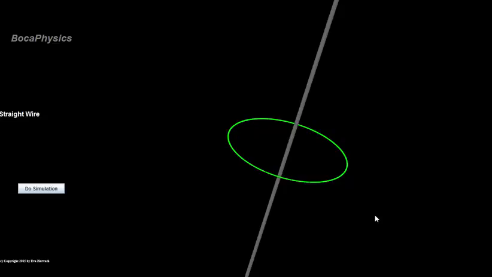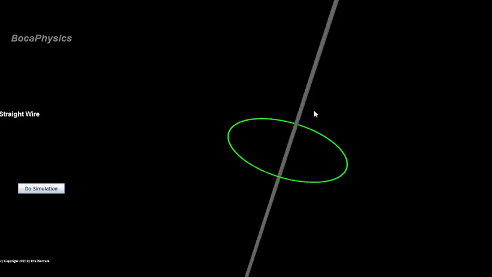The direction of the magnetic field can be determined using the right-hand rule. If your thumb is in the direction of the current, then your fingers will wrap around the wire in the direction of the magnetic field. If we assume that the current is flowing in an upwards direction, then the magnetic field will be in a counterclockwise direction.